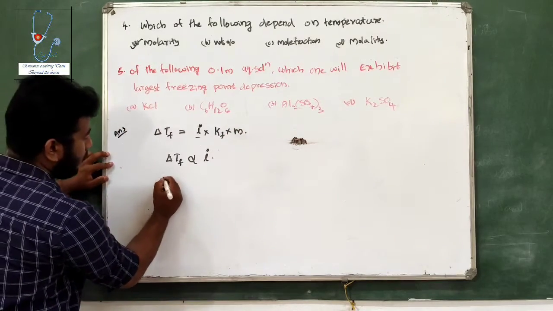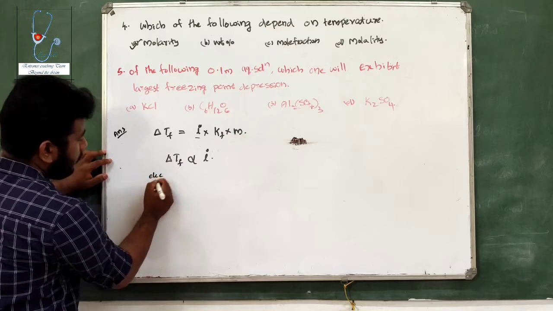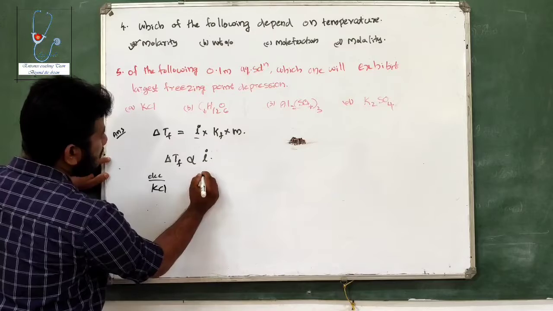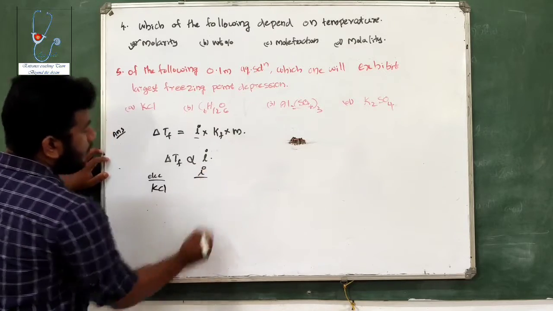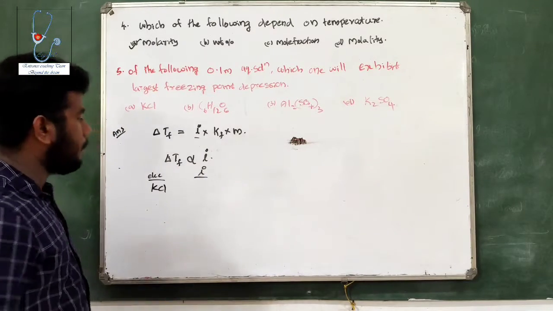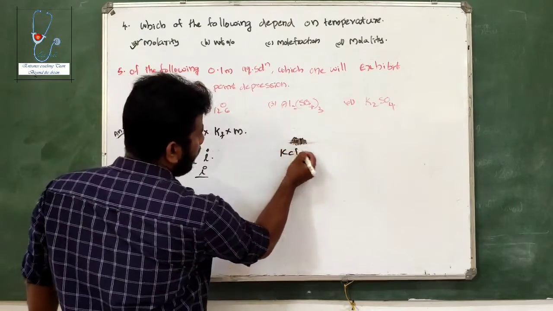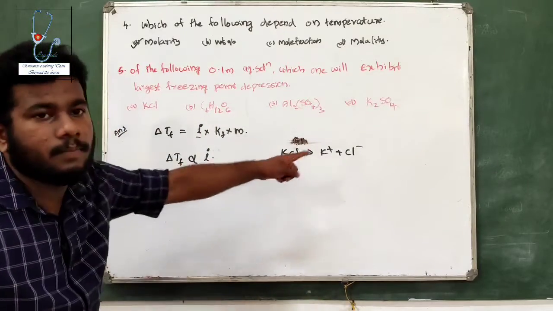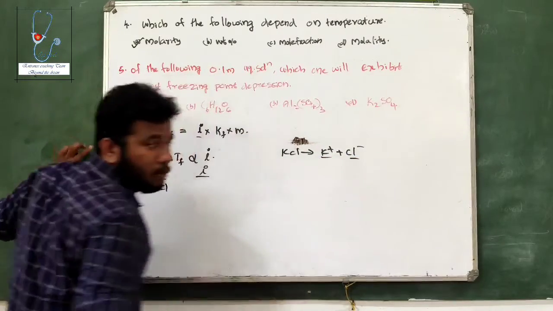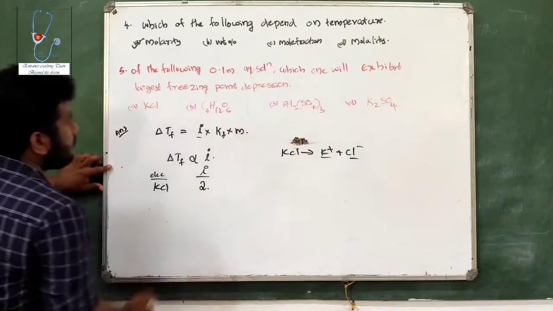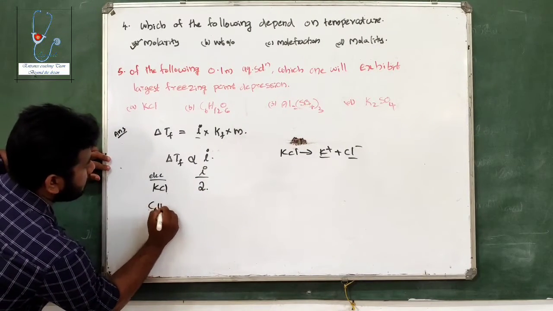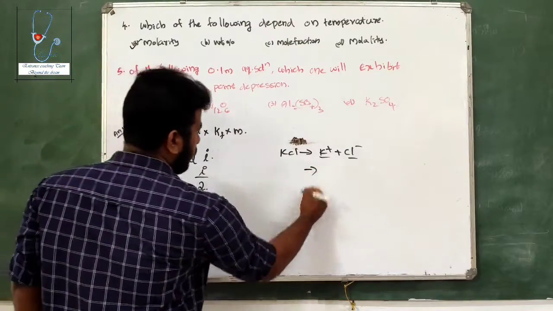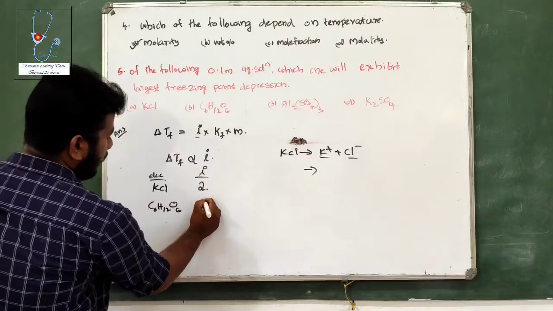First one, the electrolyte KCl, which ionizes as K+ and Cl-. Hence the number of ions is 2, and the Van't Hoff factor is 2. Second, C6H12O6, which is not an electrolyte, so it does not ionize, hence its Van't Hoff factor is 1.